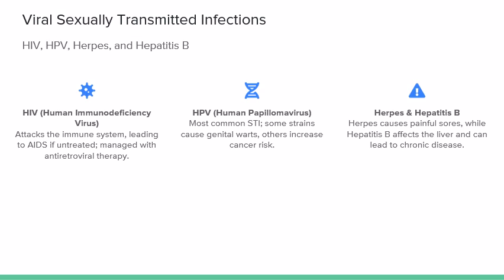Herpes, caused by HSV-1 or HSV-2, results in painful sores and has no cure, but antiviral medications can help manage outbreaks. Hepatitis B is a serious liver infection that can become chronic, increasing the risk of liver failure and cancer. A vaccine is available for prevention. Early detection and medical management are critical to controlling these viral STIs and reducing transmission.